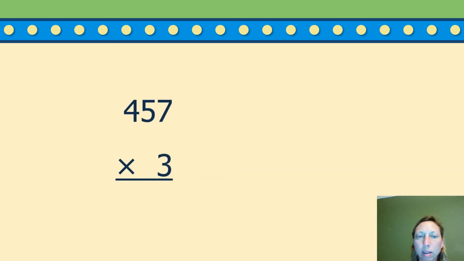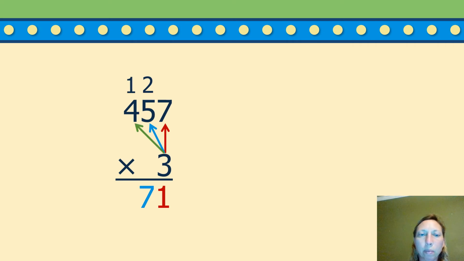All right, some more practice. 7 times 3 is 21. So they split the 21 between the tens column and the ones column. The next step is 5 times 3 is 15 plus 2. That will be 17. 7 goes in the tens column. The 1 goes over the hundreds.